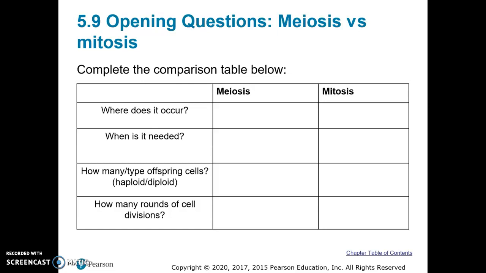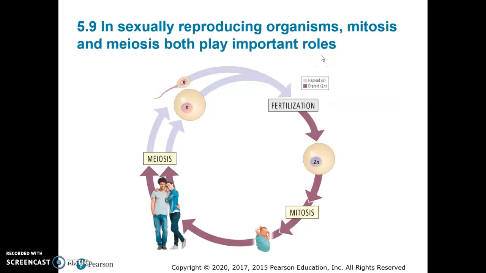When is it needed? How many types of offspring cells are produced? How many and what type? And how many rounds of cell division or cytokinesis takes place? So you can take a break and figure that stuff out, and then catch up with us.